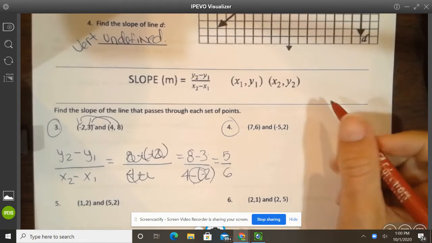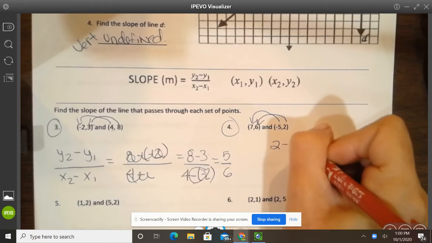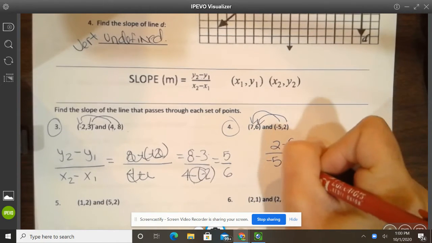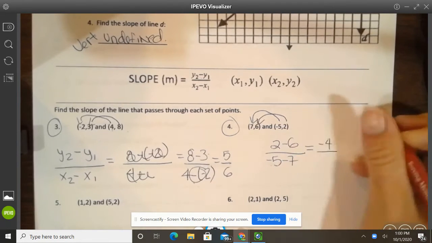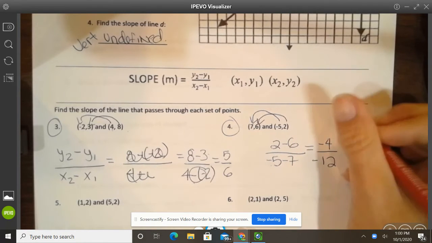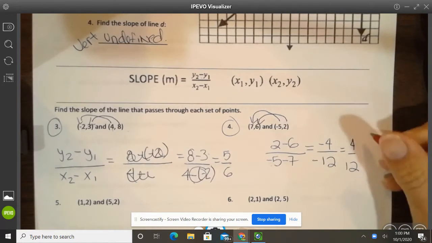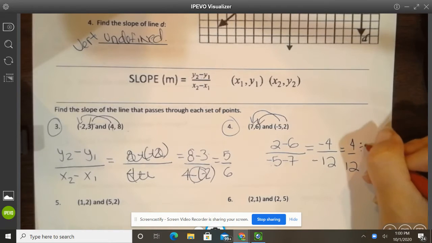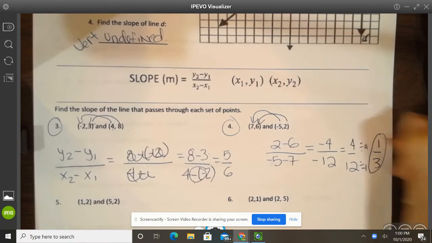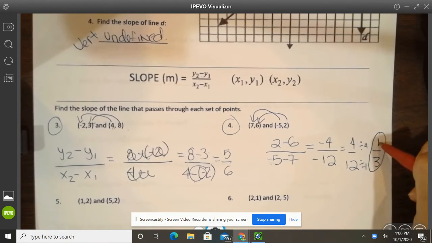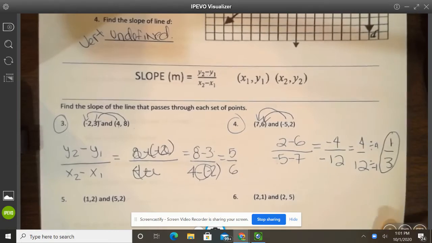All right, let's do another one. So that minus that, and that minus that. So that's 2 minus 6, and then negative 5 minus 7. 2 minus 6, that's negative 4. And then negative 5 minus 7, that is negative 12. And then that becomes positive because they're both negative. So that's 4 over 12. And then that also simplifies. If I divide by 4, I get 1 over 3. And that is my slope. Okay, my slope is 1 up, 3 to the right. All right, so that's using your formula.